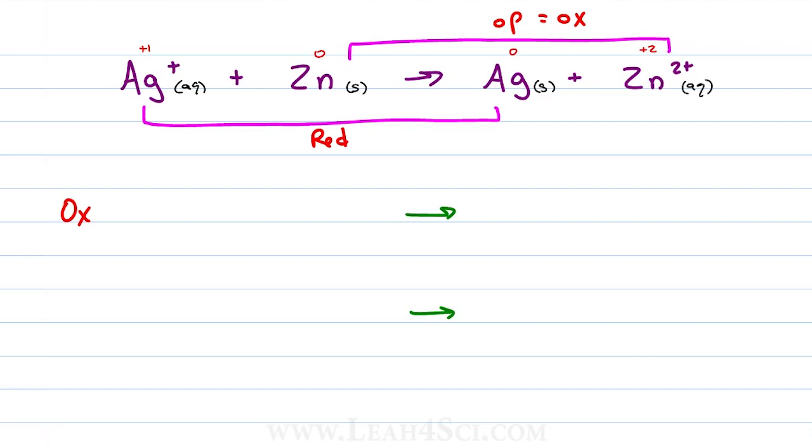Let's start with the oxidation of zinc. In the reactant, we have zinc solid. Let's omit the phases to keep it simple. In the products, we have zinc 2+. For reduction, we have Ag+ going to Ag solid.